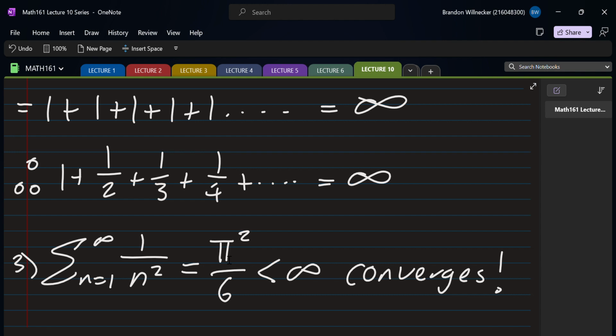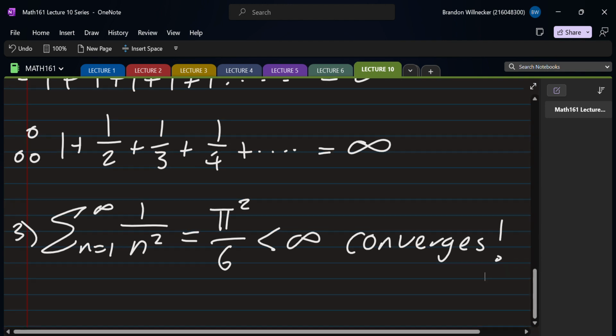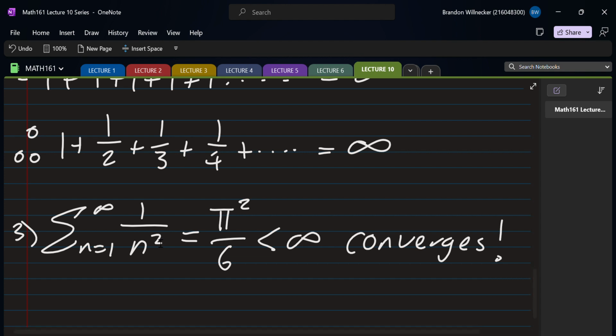Yeah, question? There's a proof for that, but you don't need to know that. This is just an example to show that it converges. Okay. I'll show you later on when we look at the P-series test. If this exponent here is bigger than 1, it converges. So you don't need to know the exact value. This is just to show you what it actually is.